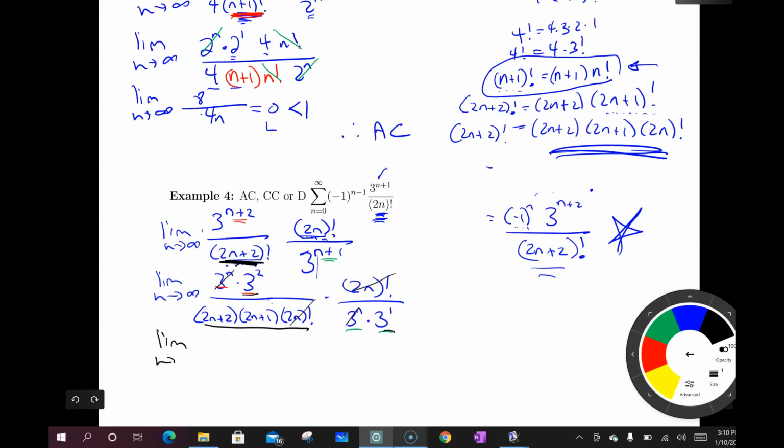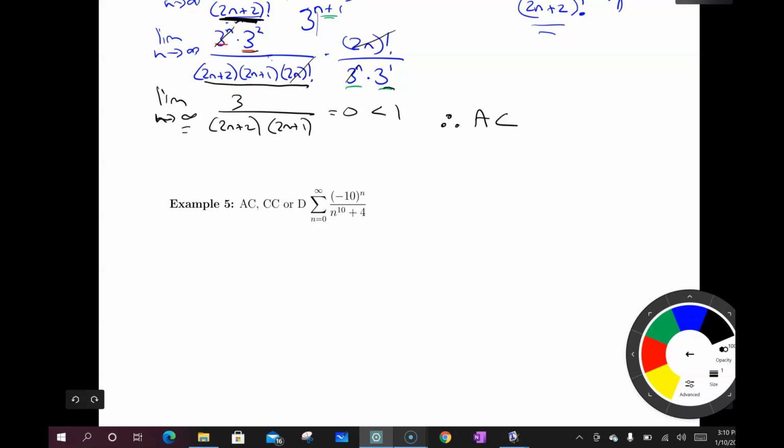So what am I left with? As n goes to infinity, I'd have one factor of 3 in the numerator, a 2n plus 2, a 2n plus 1. I'm letting n go to infinity. I get 0. That's less than 1, so this is absolutely convergent.